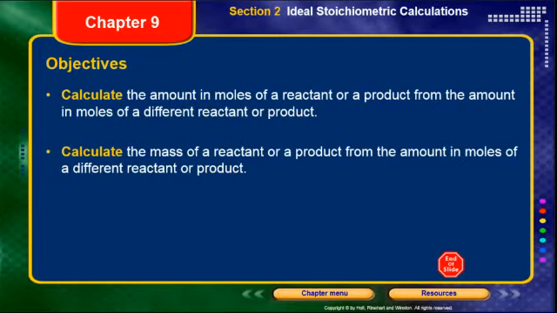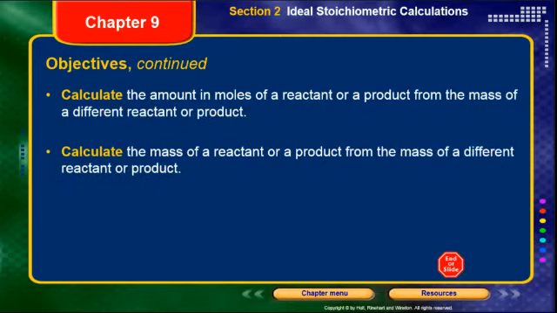Your objectives for this section: you want to be able to calculate the amount of moles of a reactant or product from the amount of moles of a different reactant or product. Calculate the mass of a reactant or product from the amount of moles of a different reactant or product. Calculate the moles of a reactant or product from the mass of a different reactant or product, and then calculate the mass of a reactant or product from the mass of a different reactant or product.